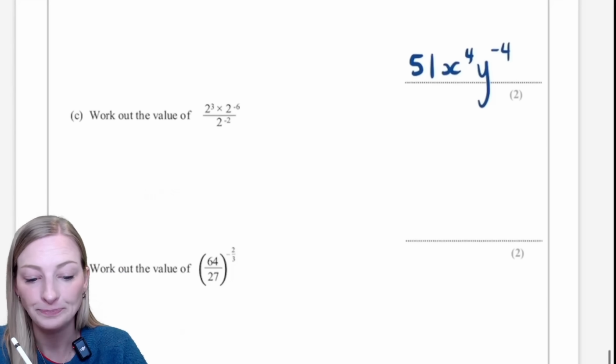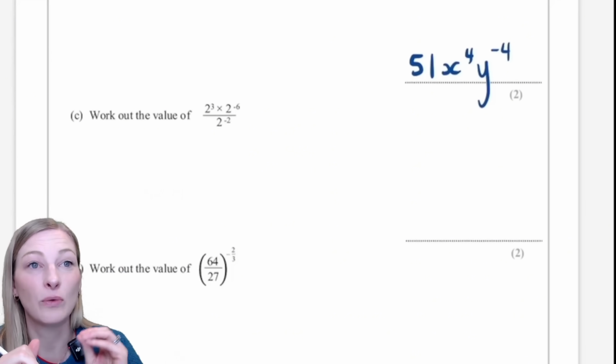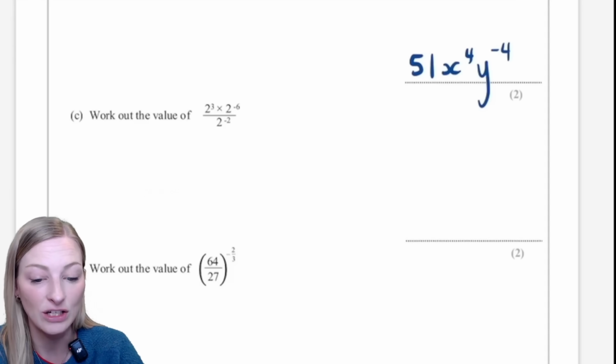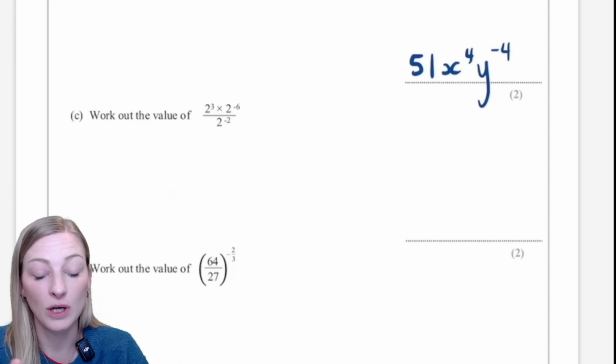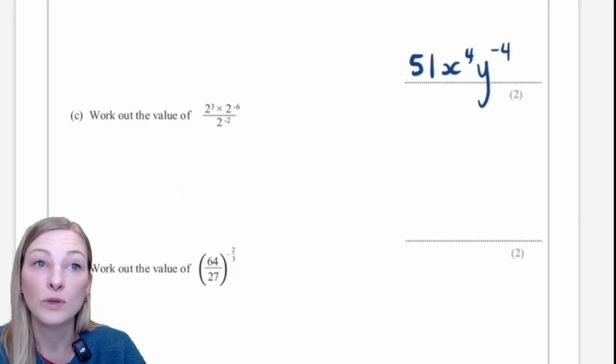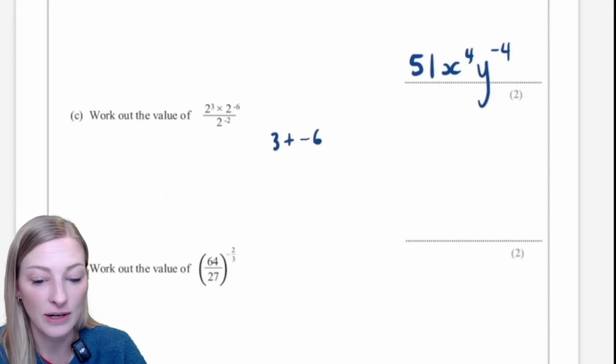Question C, work out the value. Now, as soon as I see work out the value, they want a numerical answer. So work out the value, what is this actually worth? Of 2 cubed times 2 to the power of minus 6 divided by 2 to the power of minus 2. When we multiply, we add the powers. So 3 add minus 6 is minus 3.